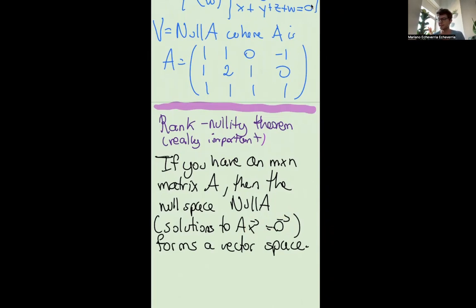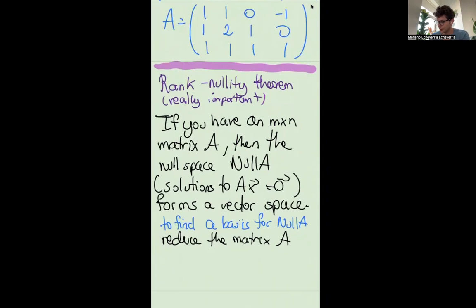The more important thing is how do you find a basis? To find a basis for the null space, you just reduce the homogeneous system. Okay, you reduce the homogeneous system, the matrix A, to its row echelon form, or the homogeneous system. Let's put it like this.